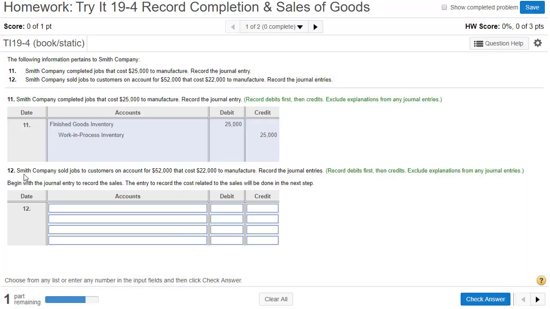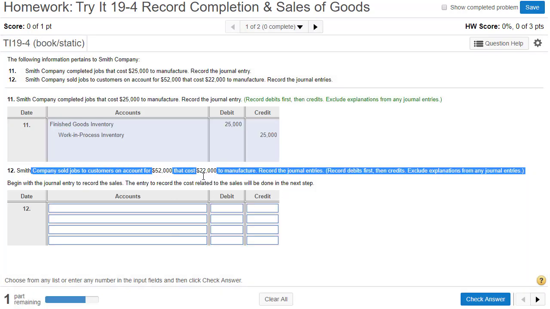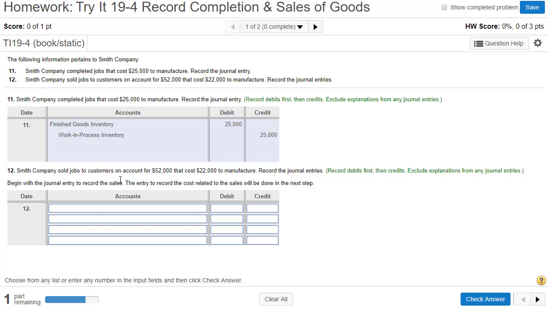All right, Smith Company sold jobs to customers on account for $52,000 and the products cost $22,000 to manufacture. Record the journal entries. Record debits first, of course, then credits. Exclude explanations. And then begin with the journal entry to record the sales. So we're not going to adjust inventory yet. It says the entry to record the cost related to the sales will be done in the next step.